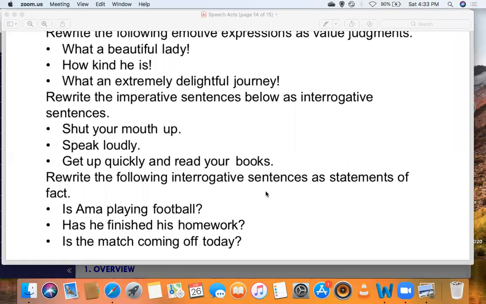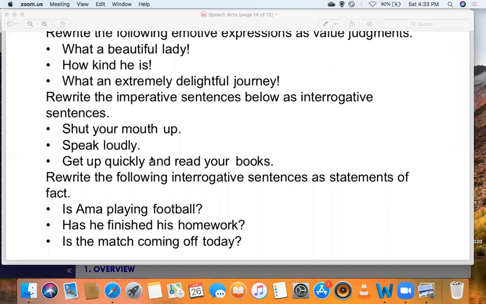So shut your mouth up is an imperative. Can you convert it to an interrogative? Teresa. Convert it to an interrogative: shut your mouth up. Nathaniel. Can you shut your mouth up? So can you shut your mouth up or will you shut your mouth up?